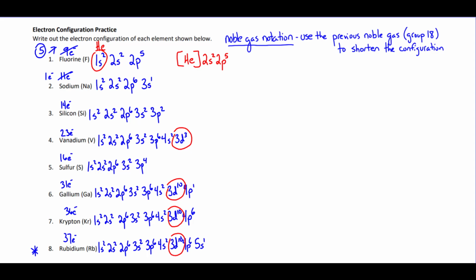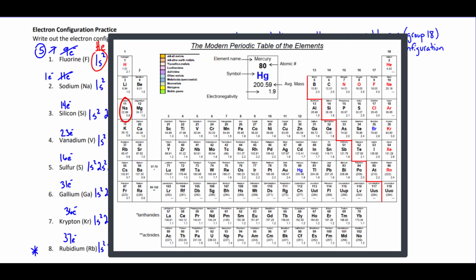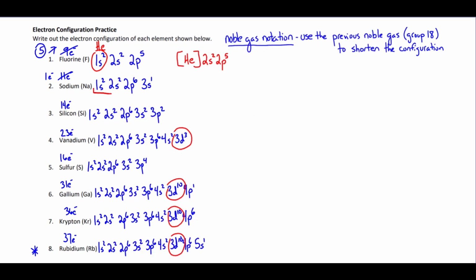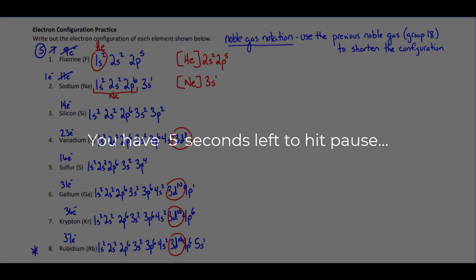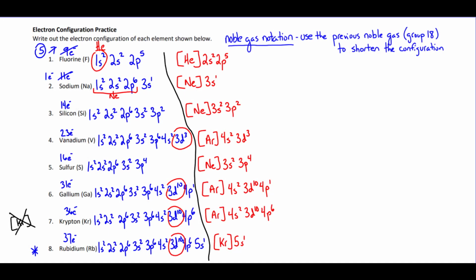But on the next one, that's sodium, well, backing up on the periodic table to find the previous noble gas, that's neon. And neon encompasses all of this electron notation. So I can shorten sodium just by writing the symbol for neon, put it inside brackets, and then I just need to copy in the last part that makes sodium different than neon. So if you get that idea, I want you to pause the video and do the noble gas notation for all the way up to number 8. Now be sure you've got your answers checked on this, and let's move on.